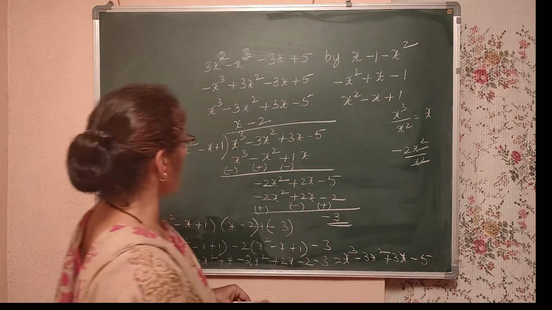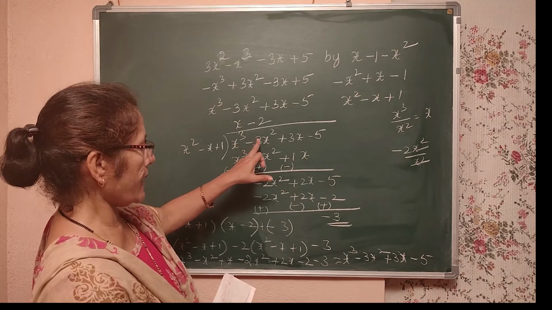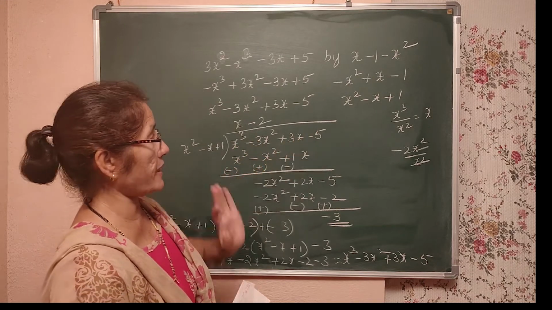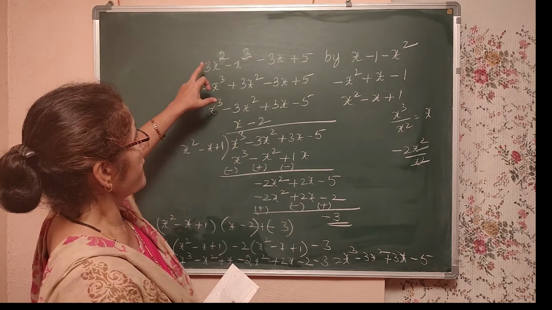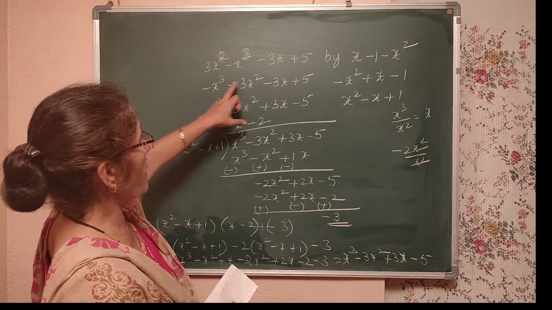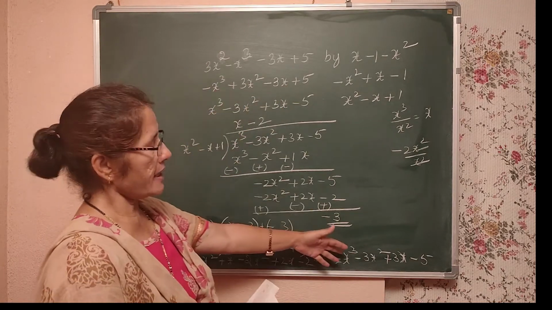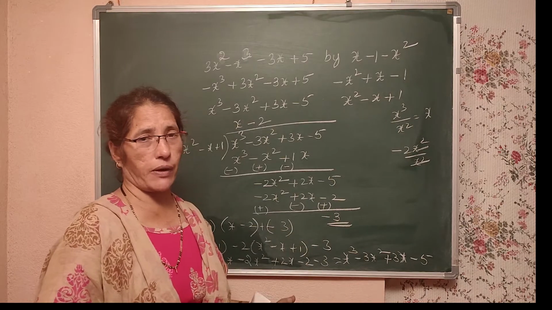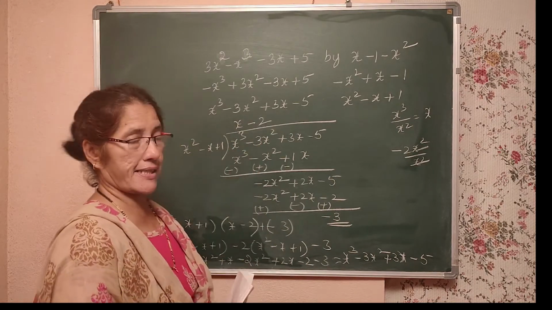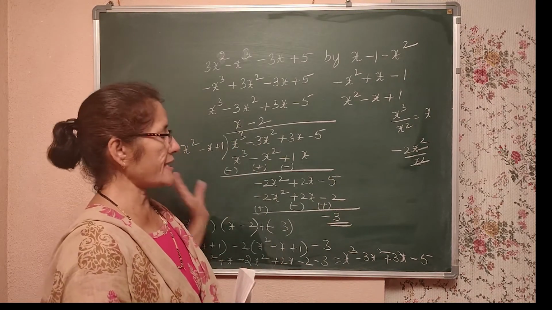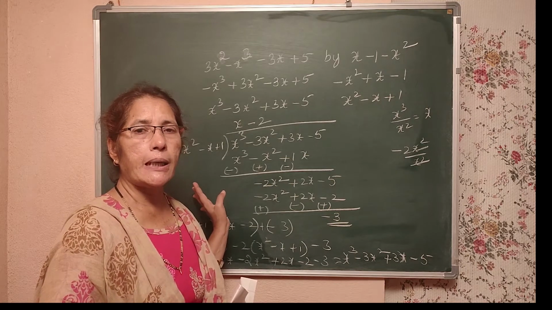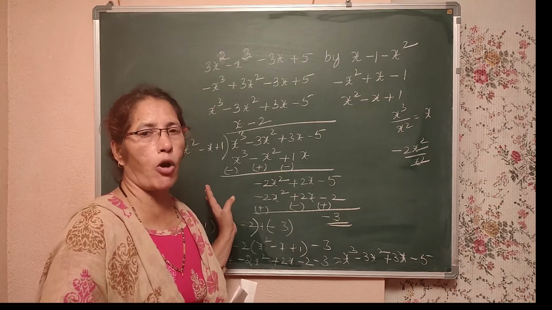Is it the answer we got? x cube minus 3x square plus 3x minus 5. In order to get the required form, if you want, you can multiply by minus 1. It is not needed because you did like this, right? So this is the method you have to do the division by long division method.